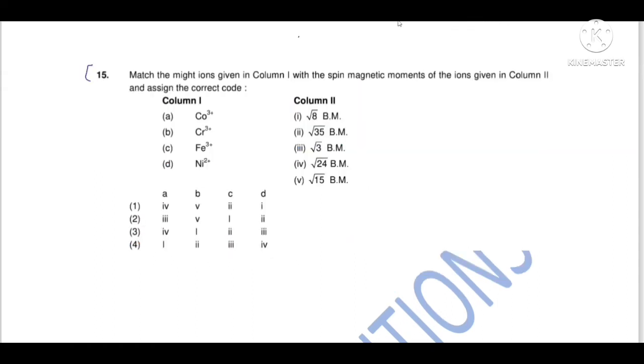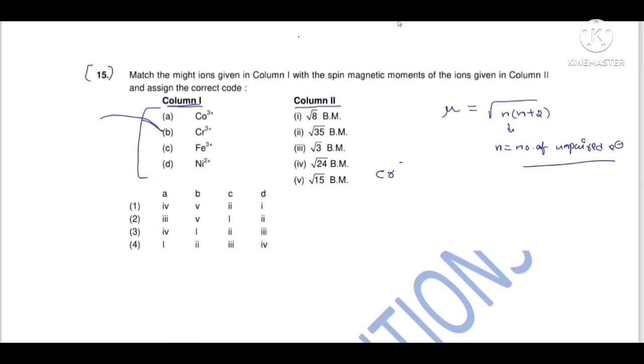Now let us discuss the 15th one. Here they have given ions in column 1 and their magnetic moments in column 2. We know the spin-only magnetic moment formula: mu is equal to root over n into n plus 2. Here n is equal to the number of unpaired electrons. There is no need to calculate the spin-only magnetic moment of all ions present in column 1. You may calculate one and you can easily eliminate the options.